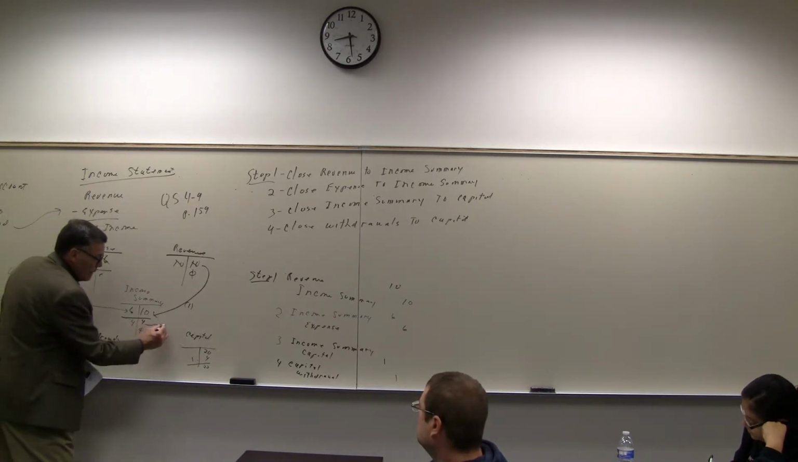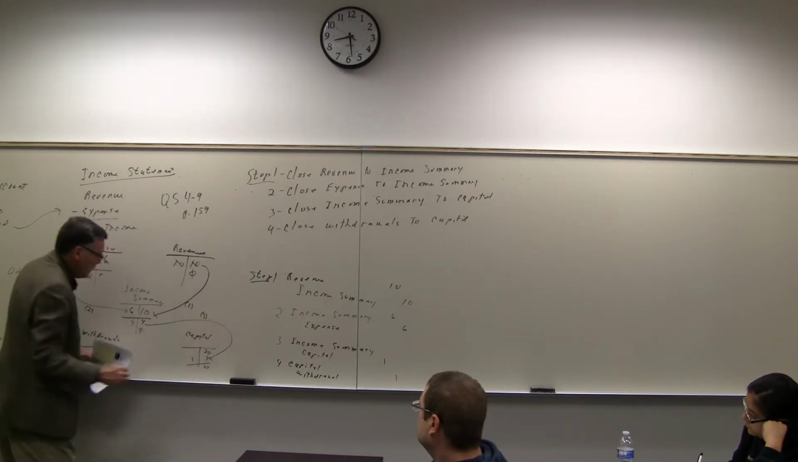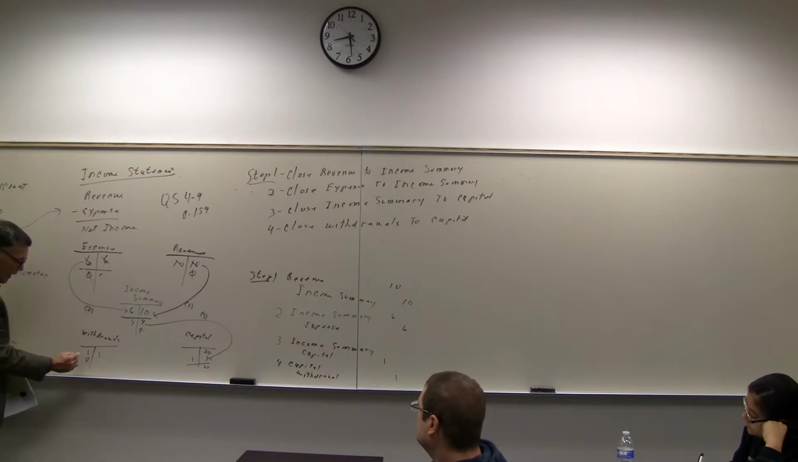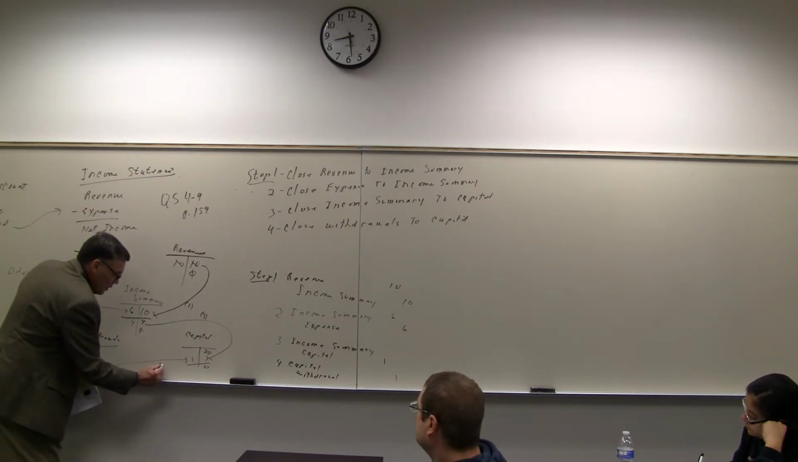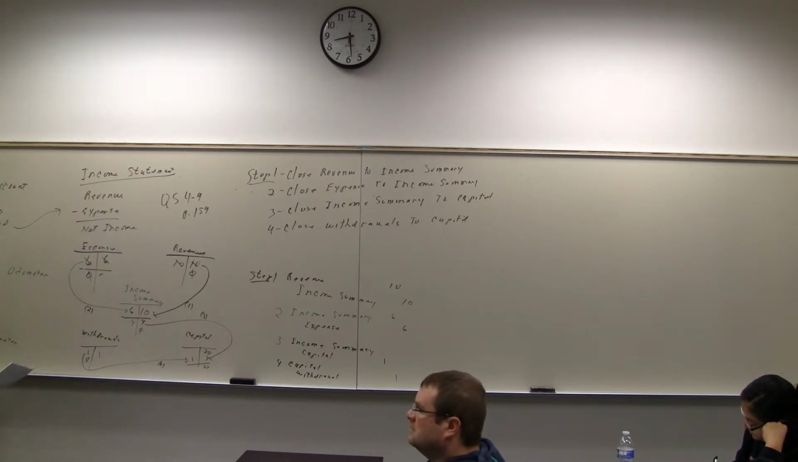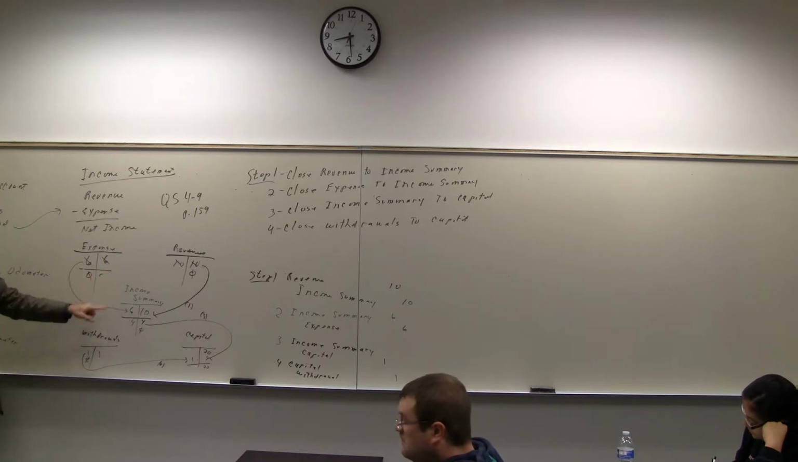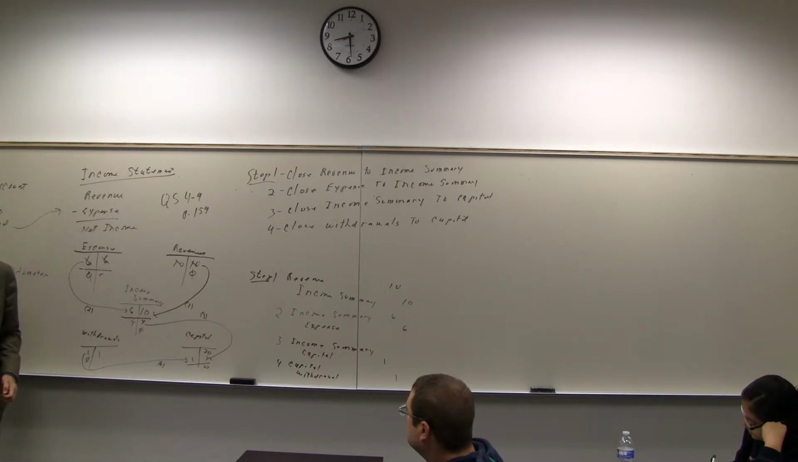Step 3 is the income summary is closed to capital. And then step 4, the withdrawals are closed to capital. And then the revenue and expense and withdrawals are all ready to go for the next accounting period. And your capital account has been updated.